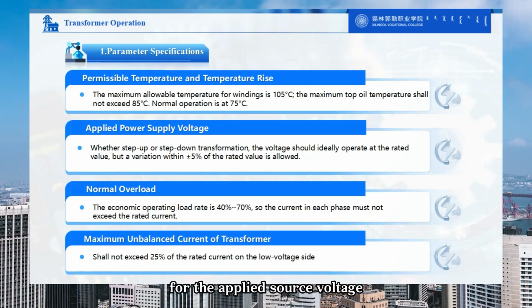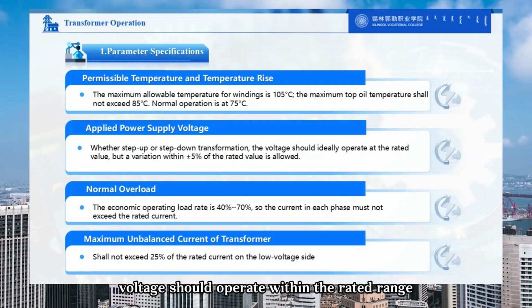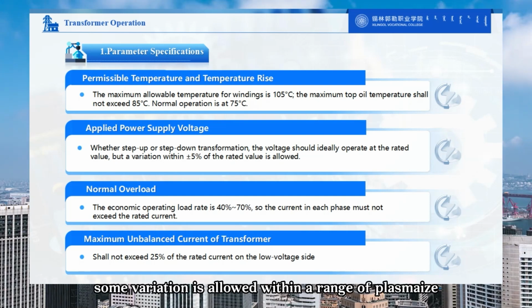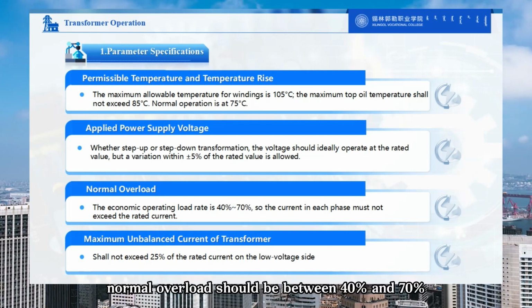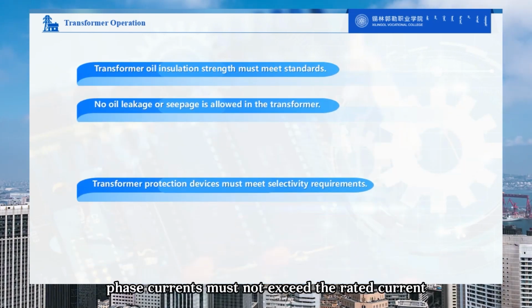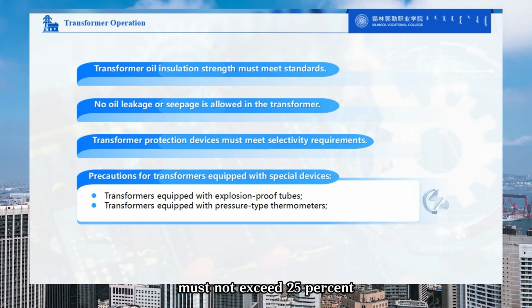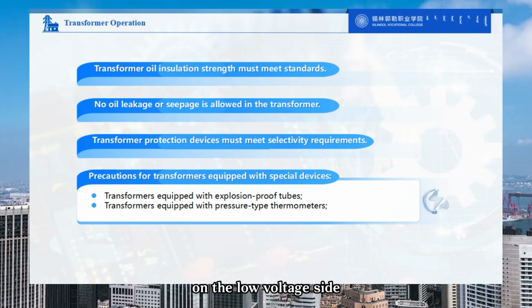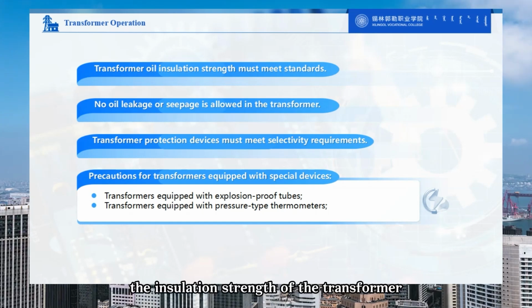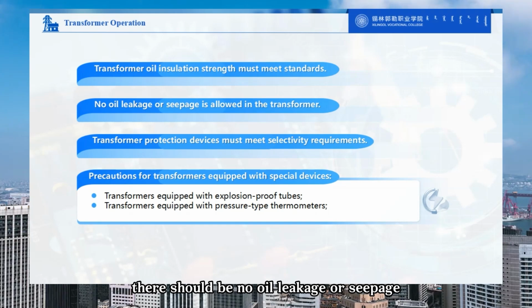For the applied source voltage, whether for step-up or step-down transformers, voltage should operate within the rated range. However, some variation is allowed, within a range of ±5% of the rated value. Normal overload should be between 40% and 70% of the economic operating load. This means phase currents must not exceed the rated current. The maximum unbalanced current for the transformer must not exceed 25% of the rated current on the low voltage side. The insulation strength of the transformer oil must be within qualified limits. There should be no oil leakage or seepage.